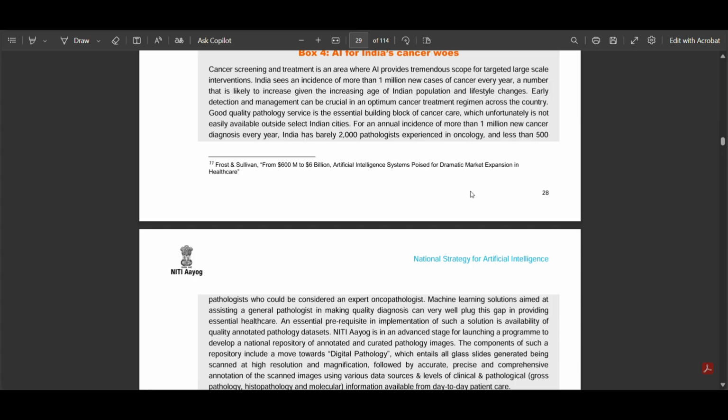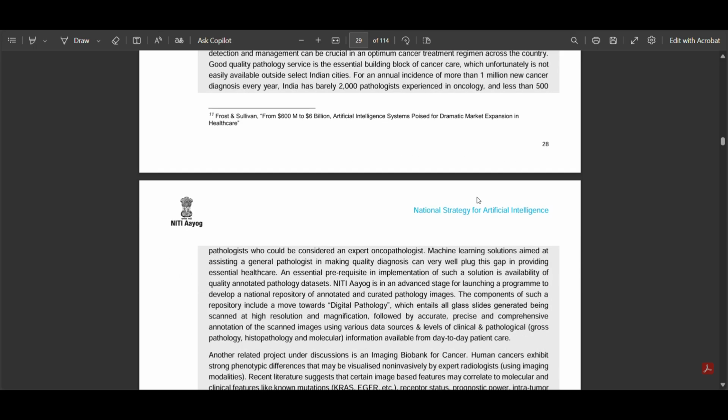To address this, Niti Aayog is working on AI-powered cancer detection by developing a national repository of annotated pathology images and an imaging biobank for cancer. This will help to create better AI models for early and accurate diagnosis, particularly in regions lacking trained specialists.